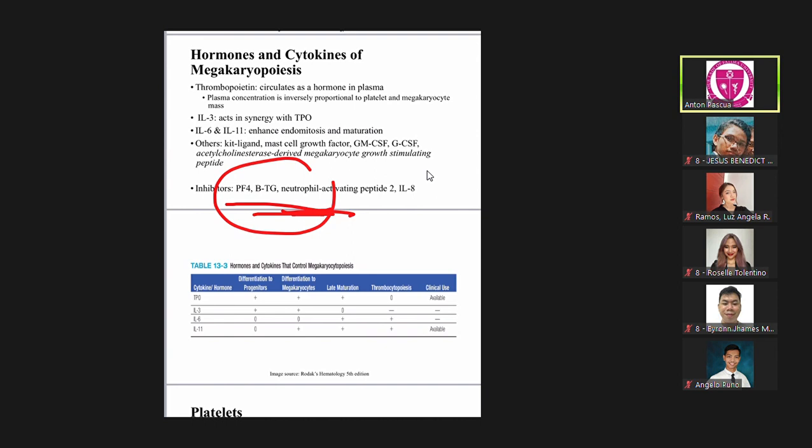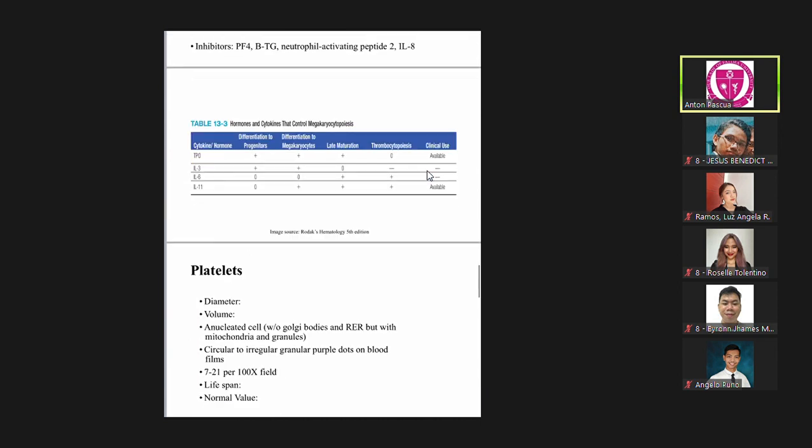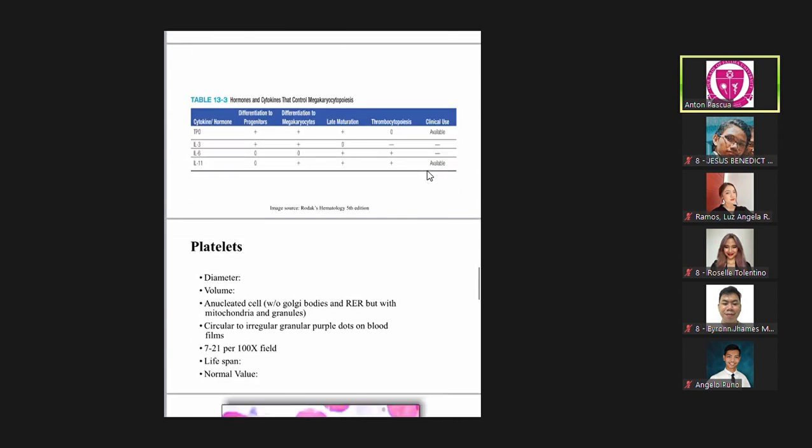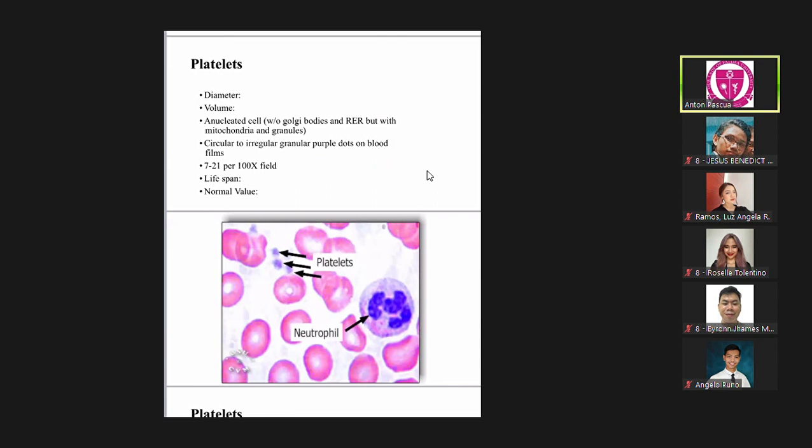Okay? So the scientists believe that they will also have a role in the control of megakaryopoiesis in vivo. So most likely, if they inhibit megakaryocyte production in vitro, they will also inhibit it in vivo. Okay? So before we go to platelets, do you have any questions or clarifications?